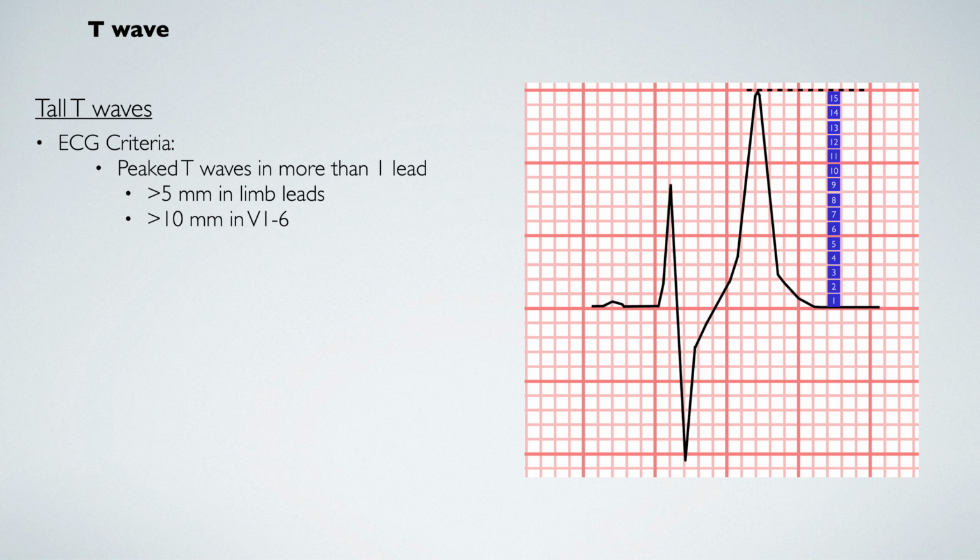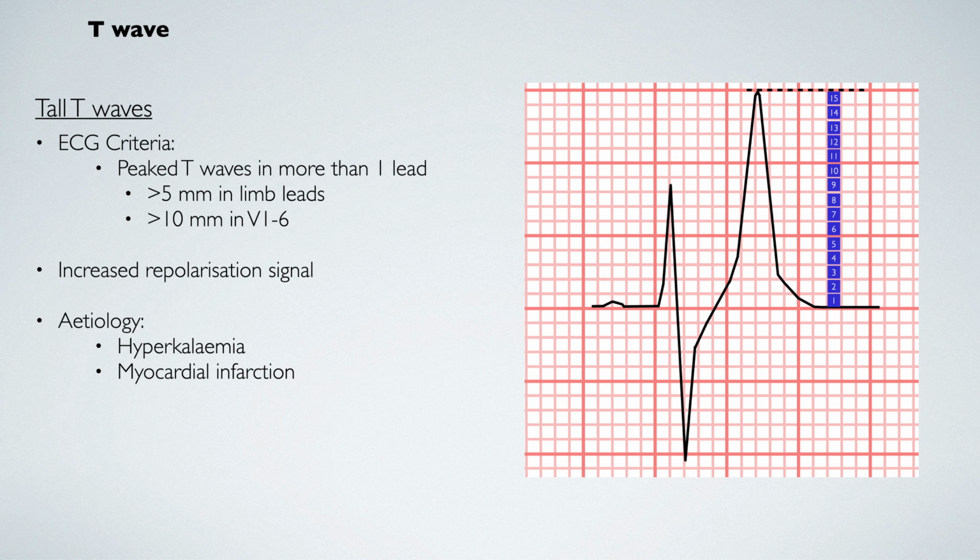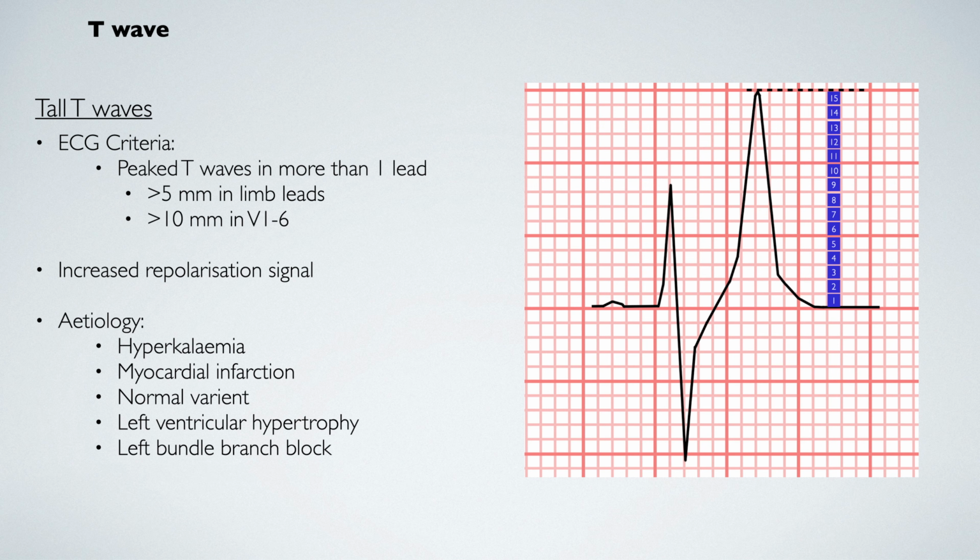Peaked T waves occur due to an increased repolarization signal, and this is caused by hyperkalemia and myocardial infarction. It can be a normal variant or can be caused by left ventricular hypertrophy or left bundle branch block.